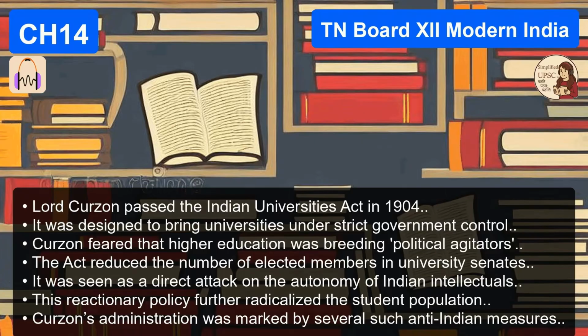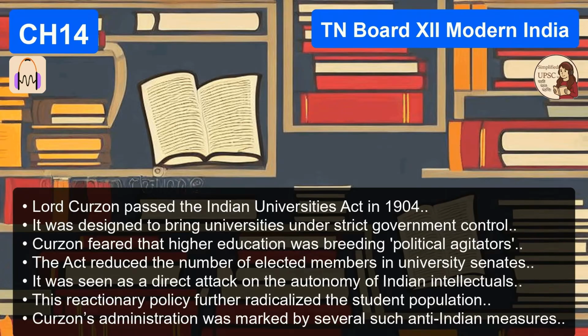When did this officially happen? It was put into effect on October 16, 1905. And the text notes it was observed as a day of mourning all across Bengal. People fasted. They walked barefoot in processions to the Ganges, singing patriotic songs. In a powerful symbol of unity, Hindus and Muslims tied Rakhis on each other's wrists to show that the British line on a map could not break their brotherhood.